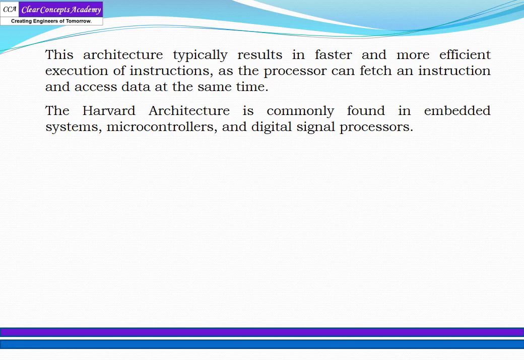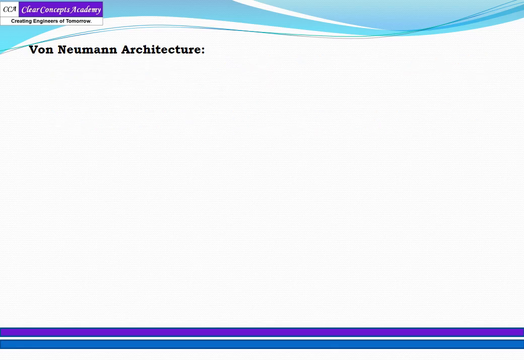The Harvard architecture is commonly found in embedded systems, microcontrollers and digital signal processors, where the device has to be made faster, and in real-time operating systems. In those cases the Harvard architecture is used.